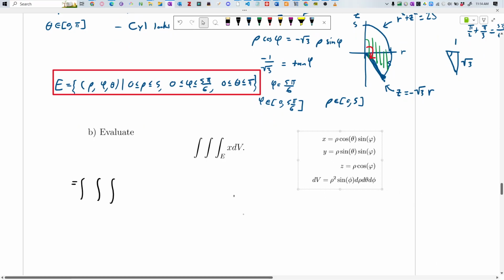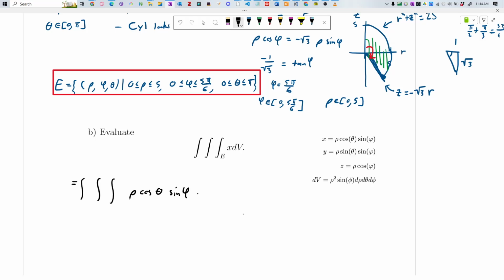Okay. Right. So x is actually rho cosine theta sine phi. And then we have the Jacobian to take care of. Rho squared sine phi. It's fine to use the standard order because this is a spherical box. D rho, d phi, d theta.